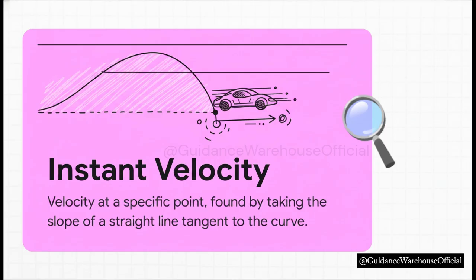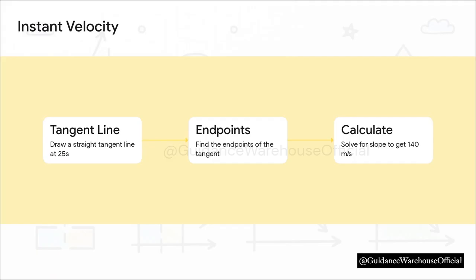The slope of that straight tangent line, that is your instantaneous velocity at that precise second. Let's use this to solve that question I hooked you with at the very beginning. Let's find the exact speed of the jet car at second 25 when the speedometer broke.